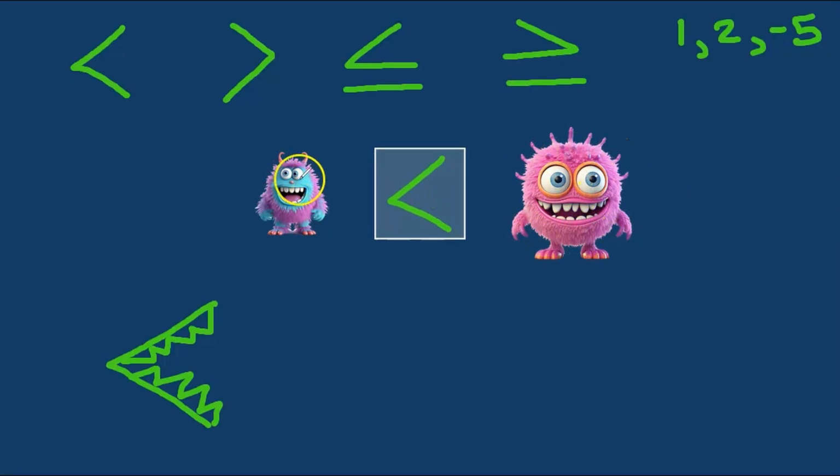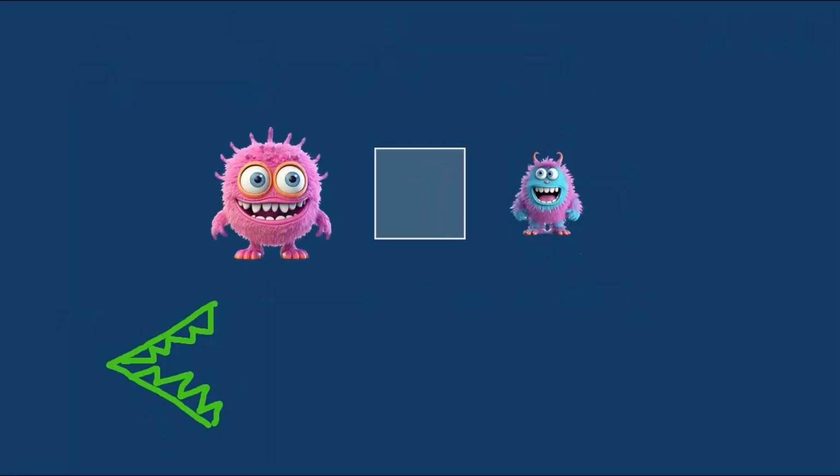That makes this monster less than this monster because we're going to read the sentence left to right. What would happen if they were reversed? In this case, we've put the bigger monster on the left-hand side. That means the alligator is going to chomp this monster instead. Remember, we always read the sentence from left to right, so we would say, the pink monster is greater than the purple monster.